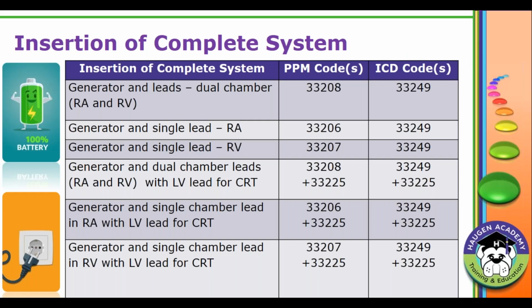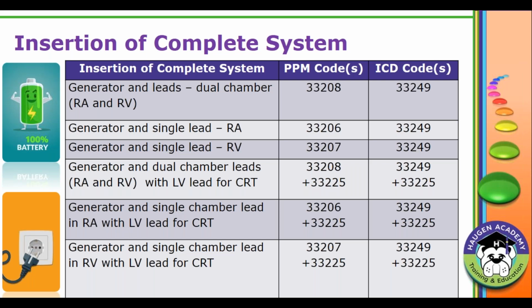So, codes for insertion. In the CPT book, they've got one long table, and it is organized pretty well. I like the way I organize mine better. Mine has pictures, which, pictures are always better. But insertion of a complete system, and a complete system, in case you're wondering what that is, that's what the pictures are referring to. It's the generator that includes the battery pack and the wires, the leads. So we've got the plug-in showing our leads, and then the battery, which is our generator.